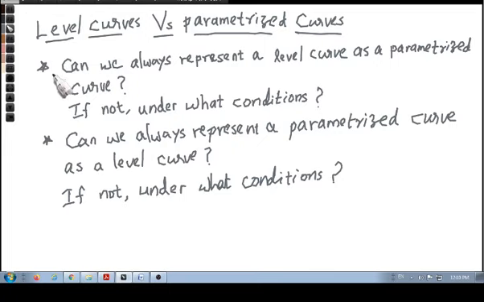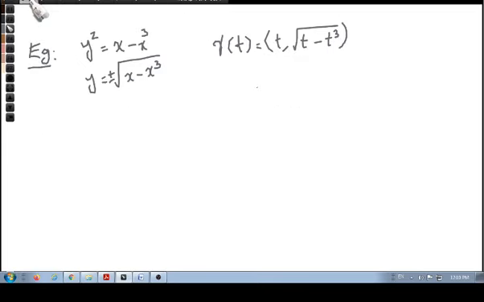So we will consider the first case. I will give a level curve. So how it will look like, that is interesting. So this is an example from the textbook. Consider the set of all x comma y in R2 such that y square is equal to x minus x cube, or y is equal to plus or minus square root of x minus x cube.